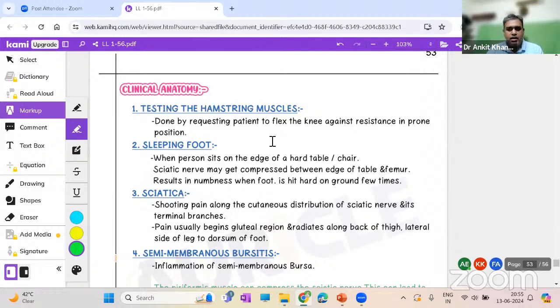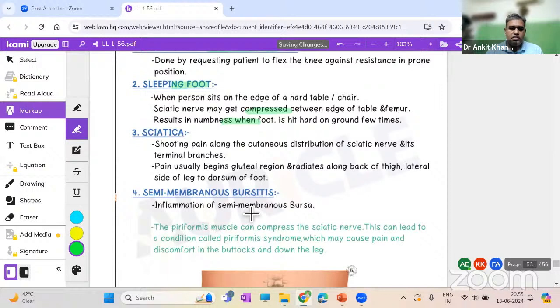But if there is not like that, even then write up 1 or 2 clinical anatomy of any topic. So how to test it? Test a hamstring again, as I said already: action against resistance. Sleeping foot, obviously, when a person sits on the edge, sciatic nerve might be compressed. There will be numbness, or it's a mixed nerve. Sciatica, we are discussing this already.